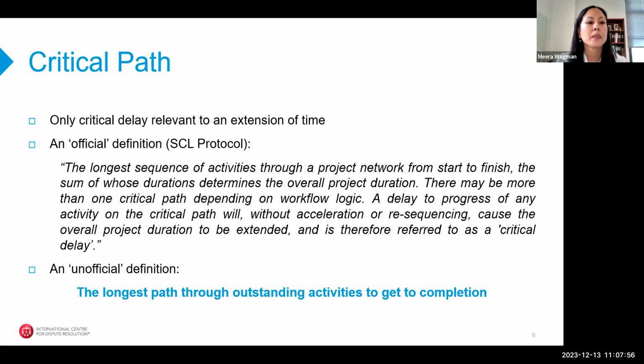Next slide, please. So what is a critical path? Critical path is pretty much the most important element to delay analysis. Only delay to a critical path is relevant to getting an extension of time or seeking compensable delay. There's an official definition listed here. For time's sake, I'm not going to read the whole thing, but essentially, in layman's terms, a critical path is the longest path through the series or sequence of activities to get to project completion.